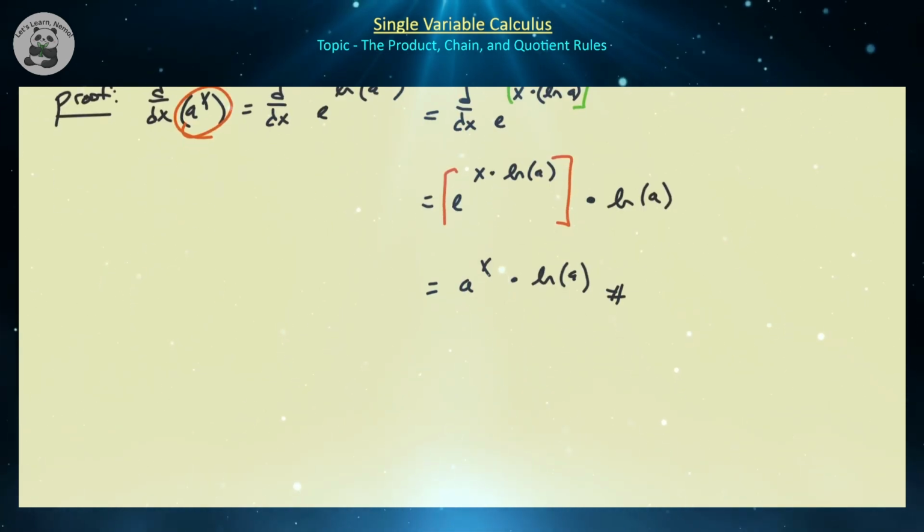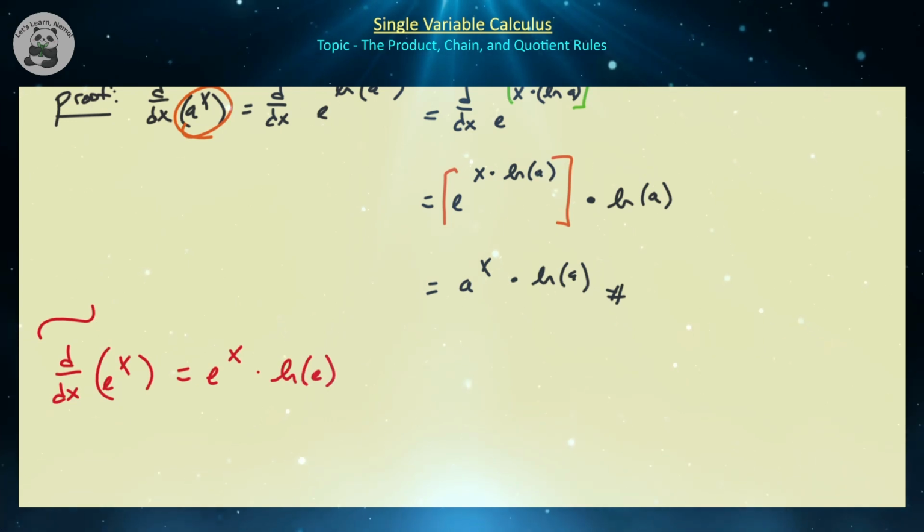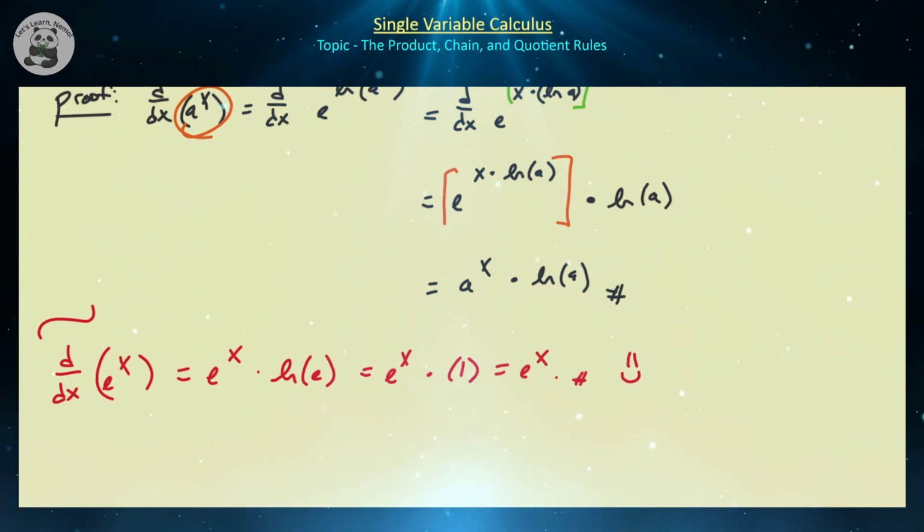Now, you may be wondering, is this really a generalization of e to the x? Can I use this for any exponential including that? And you can, because the derivative of e to the x is going to be equal to e to the x times the natural log of e. And if you remember, the natural log of e is going to be 1, and we're just going to be left with e to the x times 1, which is the same as e to the x, which is the same answer as before.